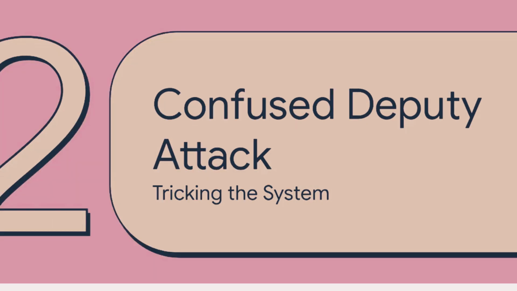Now for our first scenario. In this play, the attacker doesn't bother with a battering ram to smash down the front door. Nope. Instead, they cleverly trick the system's own trusted doorman into just letting them right in. This is what we call the confused deputy attack.